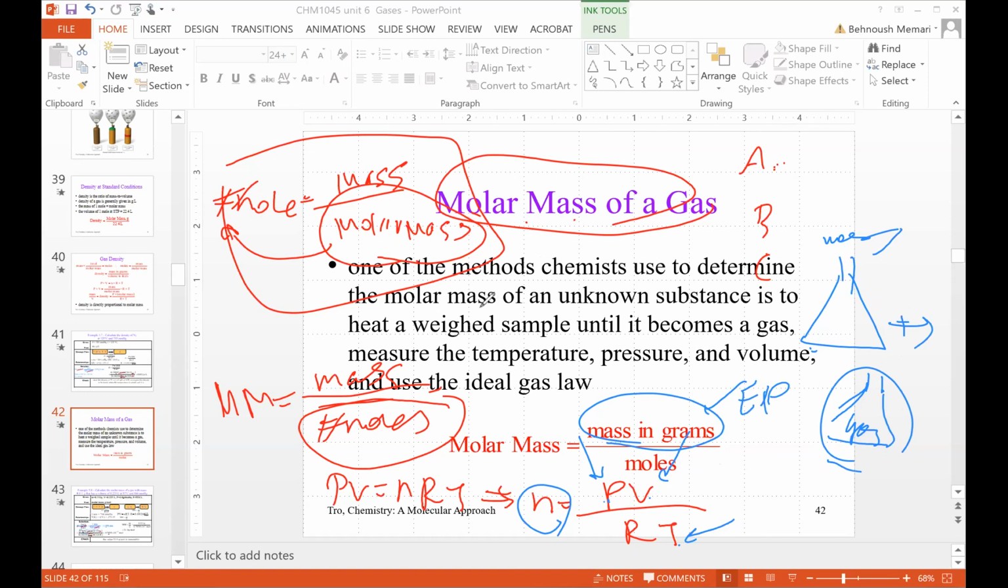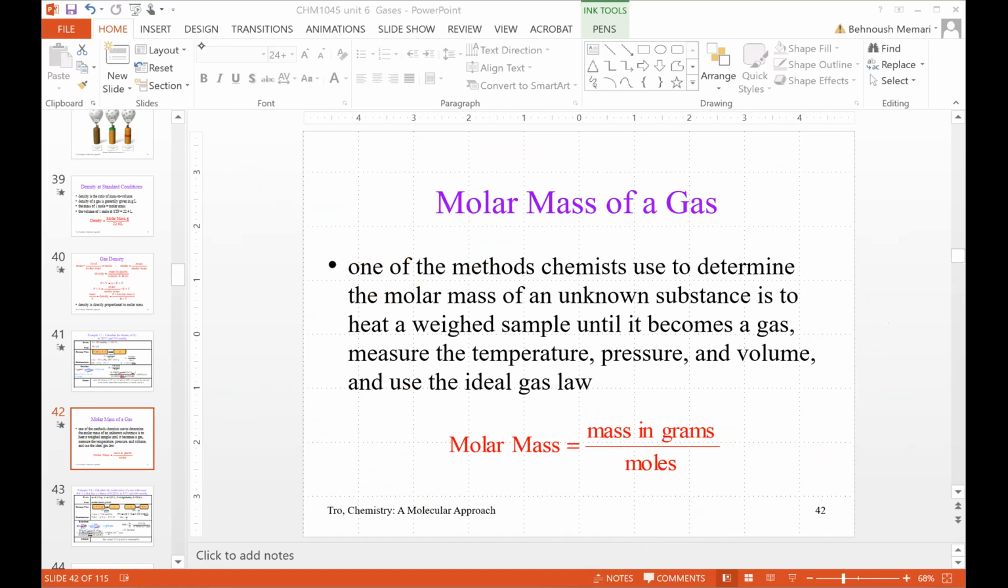There is an experiment designed for this, and that is actually experiment 10 and experiment 11 from 1045, where you actually have to do this calculation. So based on the experimental values, you can determine the molar mass of a sample, gas or liquid that has changed to gas.